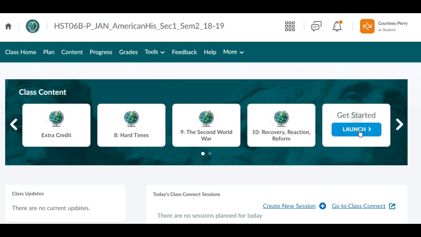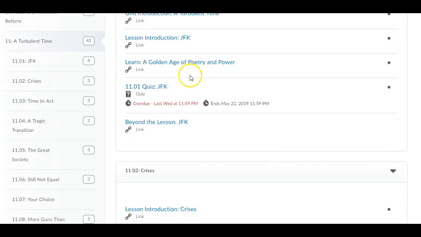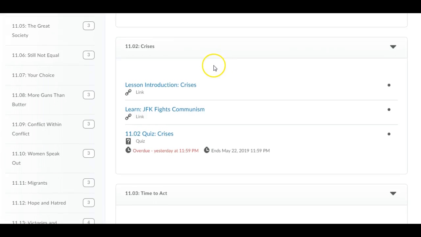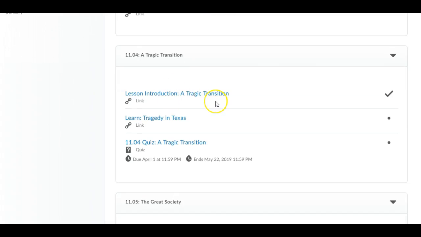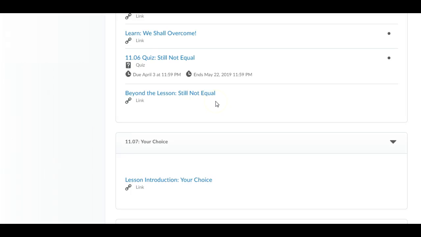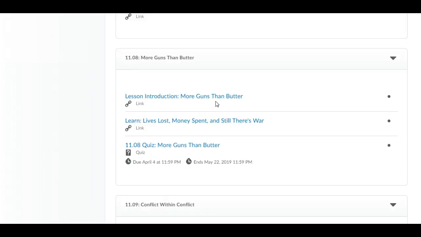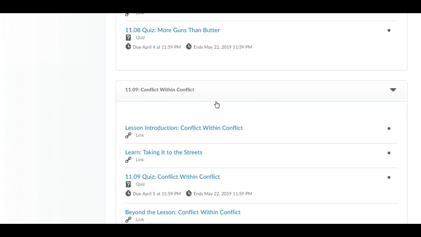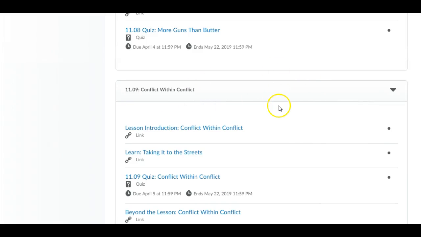So we are in lesson 11. And maybe we want to know, you can look at those lesson names, and that's one thing that may help you. We talked about JFK, crisis, time to act. So look at these, and that may point you to which lesson you need to take a look in. Maybe you did an activity on that, and maybe you were even asked some of those same questions, okay? So take a look at the lessons.